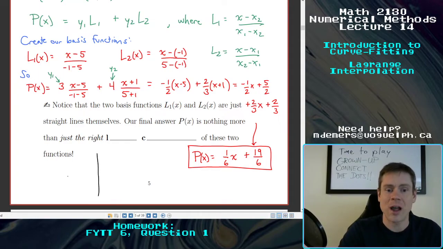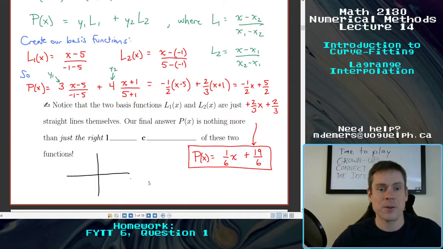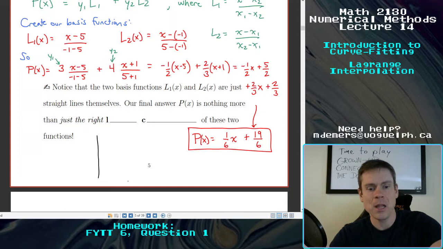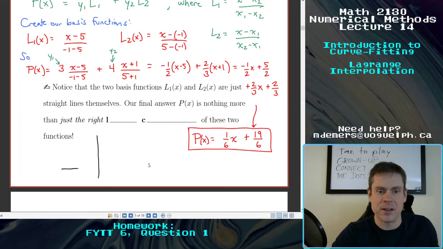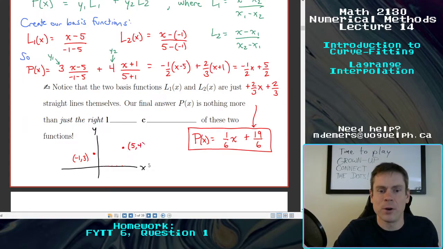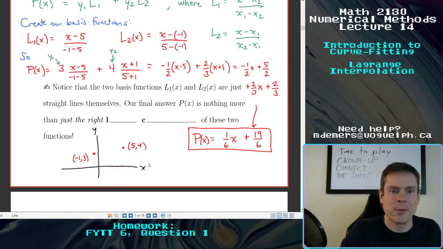Why don't we just graph this out so we can see it in front of our eyes and believe it? So minus 1, 3, and 5, 4. I'm just going to tilt this graph to be a little bit skewed so we can see this easily. Minus 1, 3, so that's about here. And 5, 4 would be 1, 2, 3, 4, 5, and one additional step up right there. There we go. This is about 5, 4. Very rough here, but I just want to demonstrate a point.